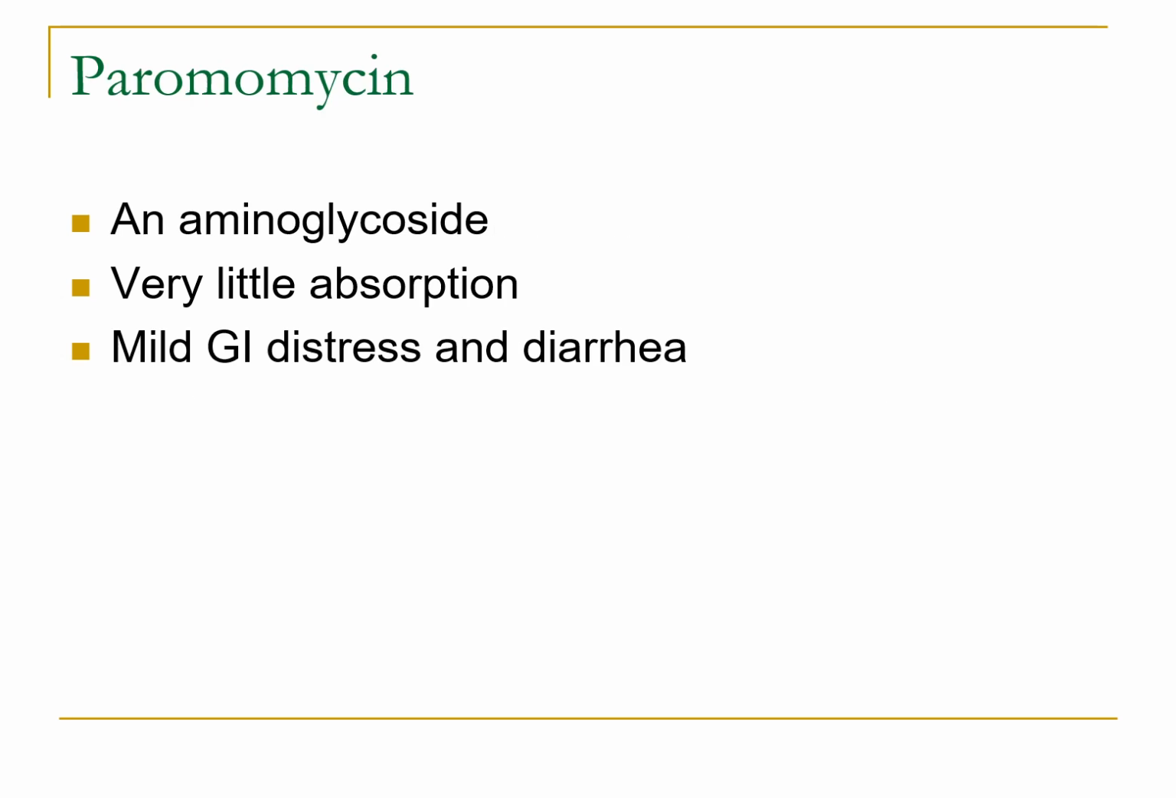Next is paromomycin. This is actually an aminoglycoside. I'm sure you remember how aminoglycosides work as ribosomal inhibitors. Again, we have very little absorption, and hence in the case of amoeba, they would work on the colonic form. With paromomycin, we may have mild GI distress and diarrhea.